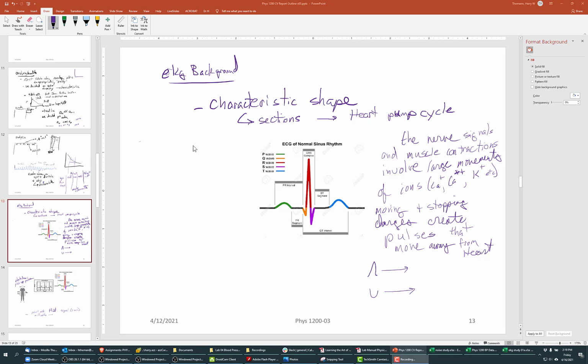In the ongoing effort to simplify things and make them easier to understand, I've been reworking these EKG slides. It's very similar, just broken up into a few slides. So we say, look, here's our characteristic shape.